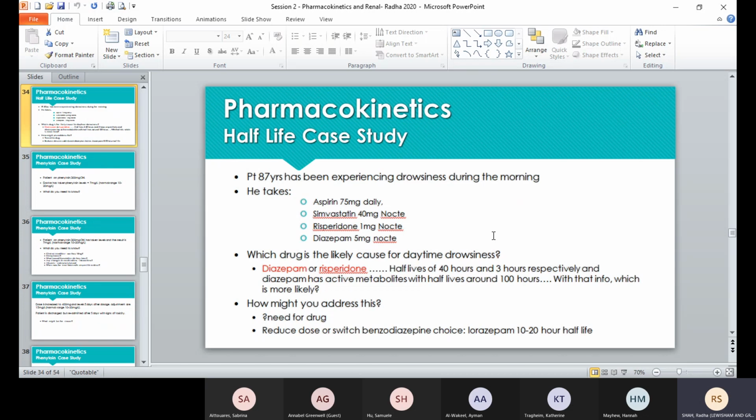Something like lorazepam has a half-life of about 10 to 20 hours, and has a shorter half-life, so may be used instead of diazepam. Other benzodiazepines that can be used include temazepam or oxazepam. These also have a shorter half-life, but you would consider switching depending on which one you want and the potency, depending on the patient, really, specific to the patient.